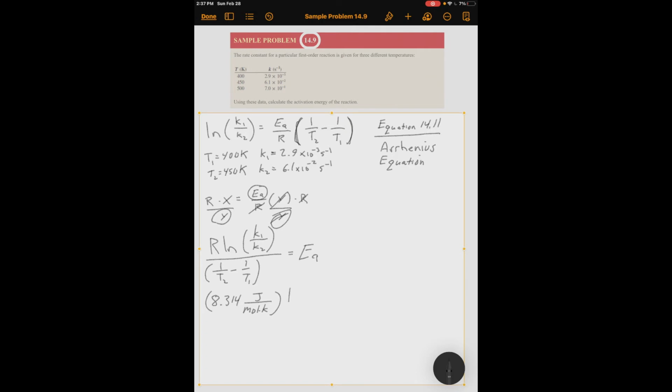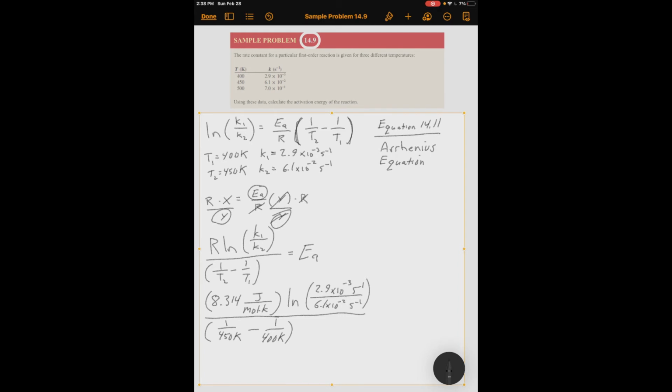Times the natural log of K1 over K2. So K1 is 2.9 times 10 to the minus 3 reciprocal seconds over 6.1 times 10 to the minus 2 reciprocal seconds. Then we're going to divide that by 1 over T2. So T2 is 450. So 1 over 450 Kelvin minus 1 over 400 Kelvin.